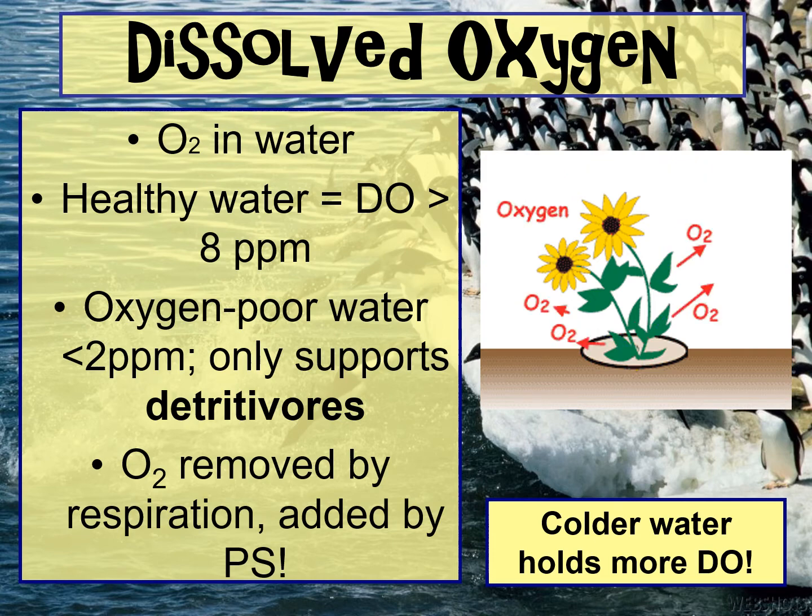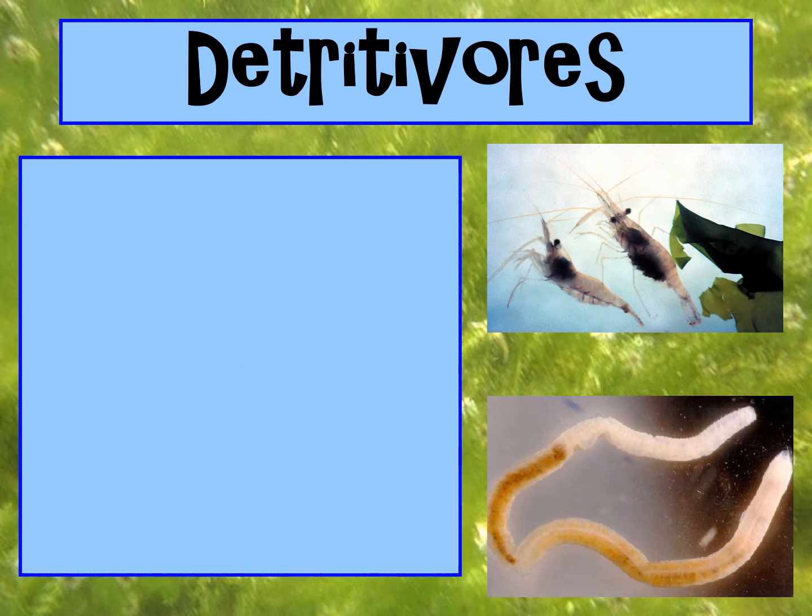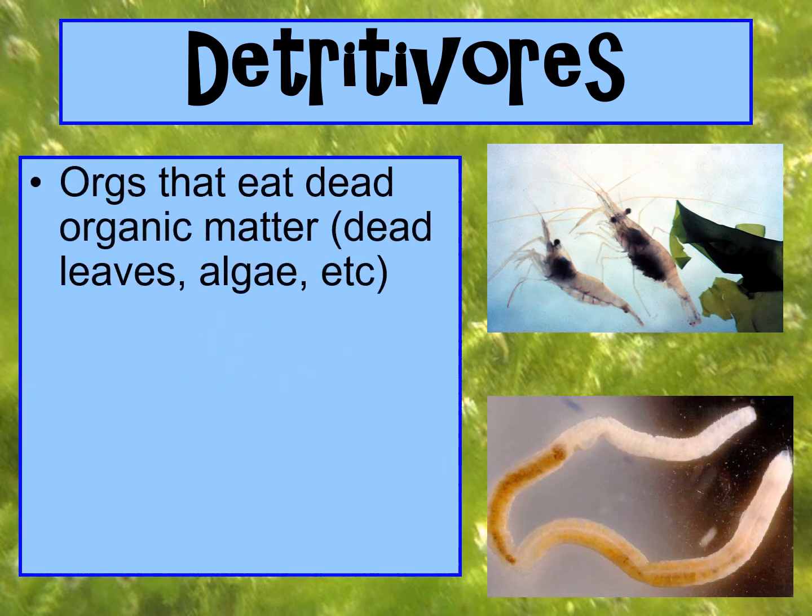So any organism that's using oxygen in the water will decrease those levels. And it's added into the water through photosynthetic organisms that are living in the waterways. As a review, detritivores are organisms that tend to eat dead organic material. So some of the things that could be dead or organic in a waterway would be maybe decomposing algae or leaves or things that enter the water that need to be broken down.